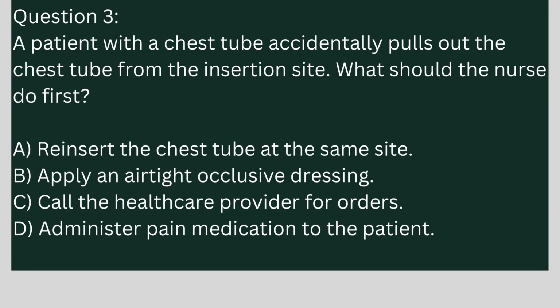Question 3. A patient with a chest tube accidentally pulled out the chest tube from the insertion site. What should the nurse do first? A. Reinsert the chest tube at the same site. B. Apply an airtight occlusive dressing. C. Call the healthcare provider for orders. D. Administer pain medication to the patient.